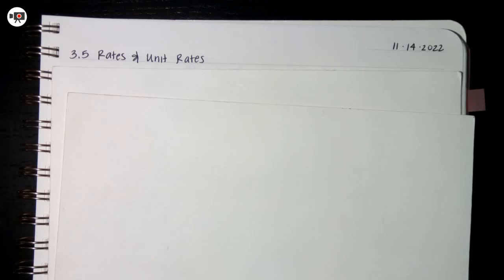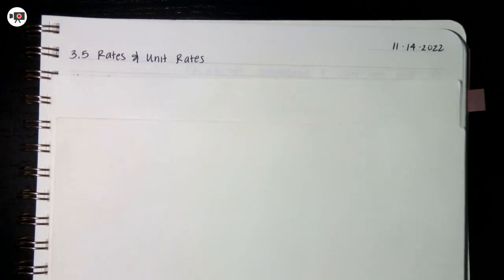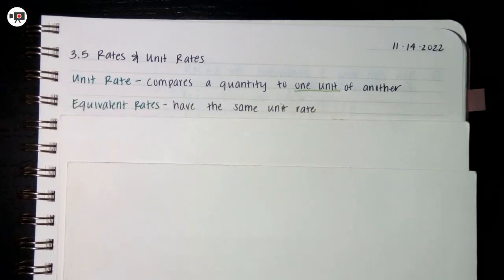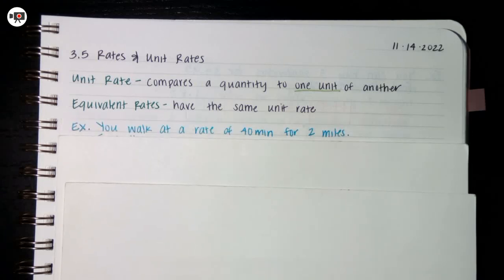This is 3.5, rates and unit rates. A unit rate compares a quantity to one unit of another. Equivalent rates have the same unit rate. So let's say you walk at a rate of 40 minutes in 2 miles.